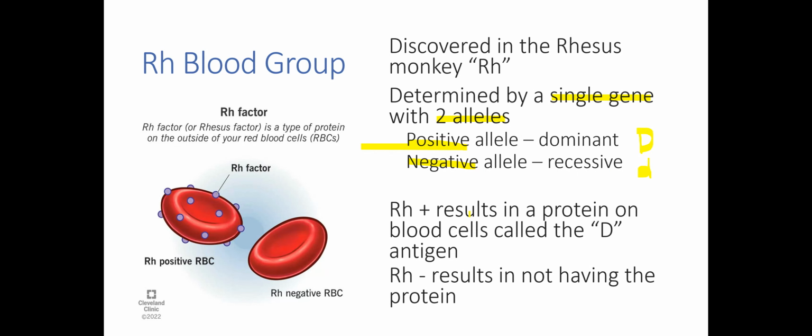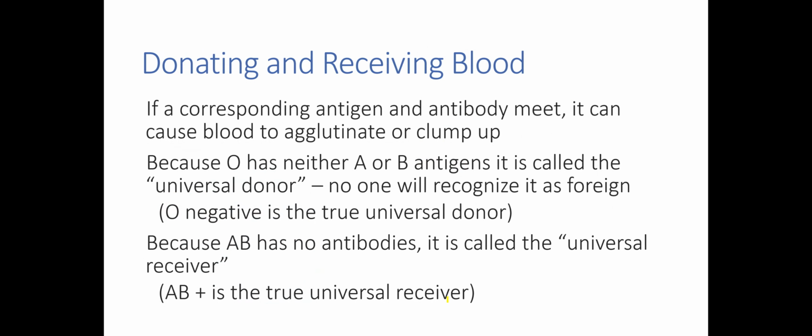Now, just like before, if you're positive, it just means you have a protein or an antigen on your cells. In this case, it's called the D antigen. And if you're negative, you would not have the protein on your cells. So when it comes to donating and receiving, we do not want antigen and antibodies meeting, because the whole purpose of an antibody is to attach to an antigen. And when that happens, it can cause your blood to clump up, or agglutinate. And that does not sound like a good thing.